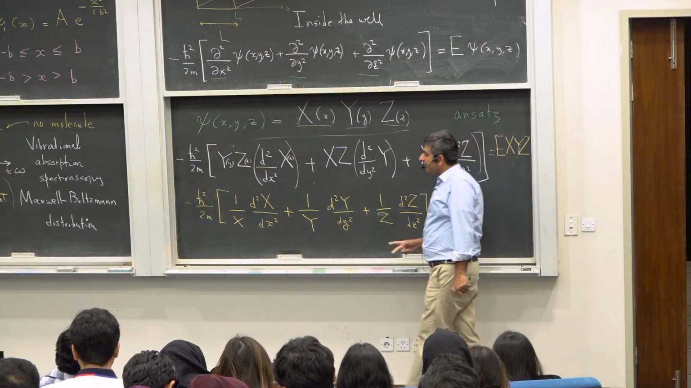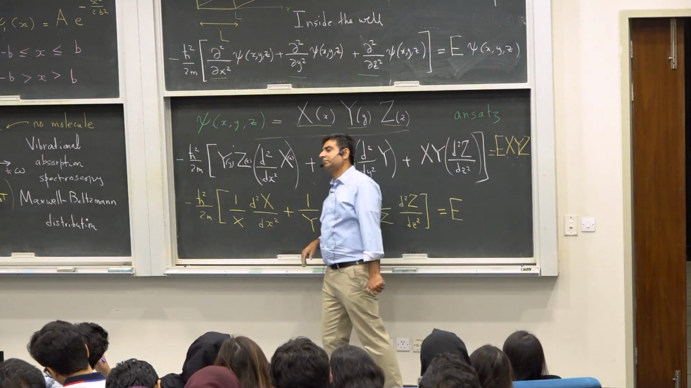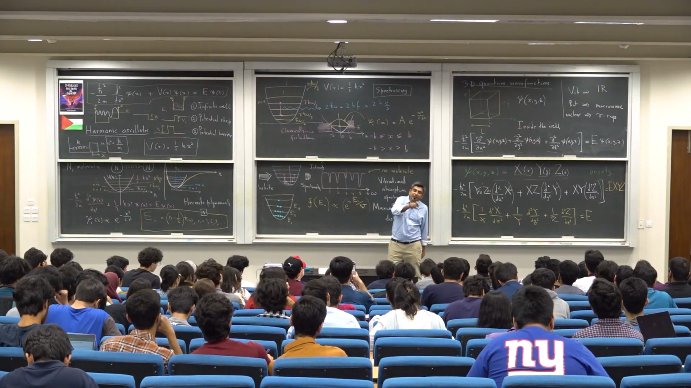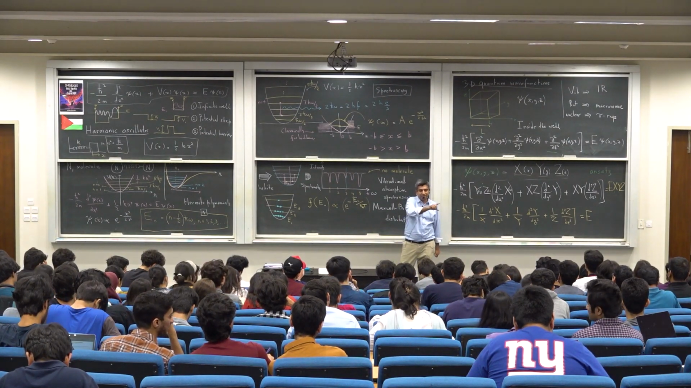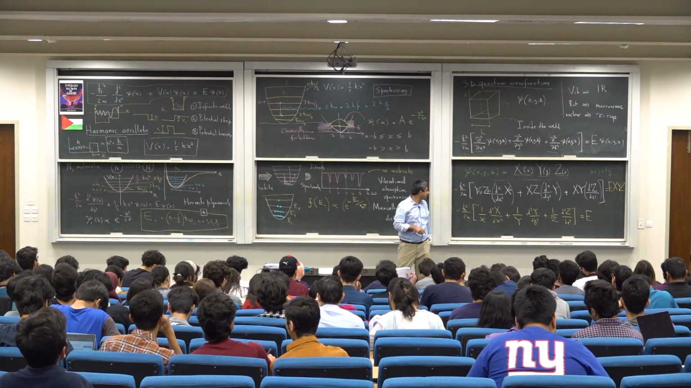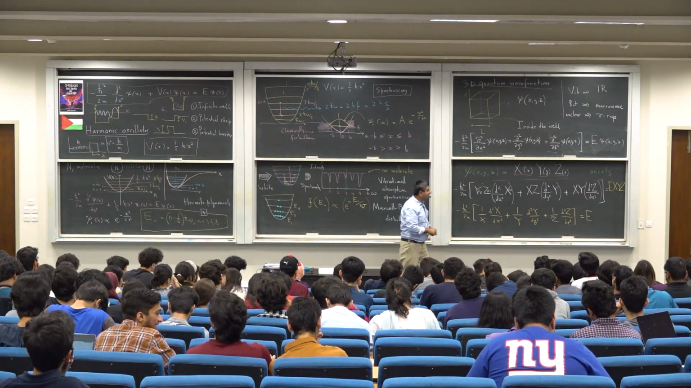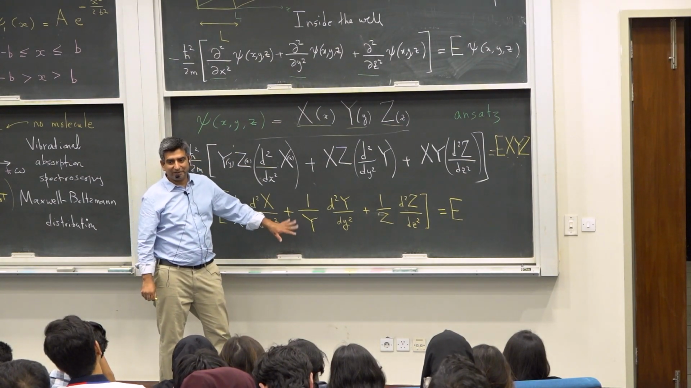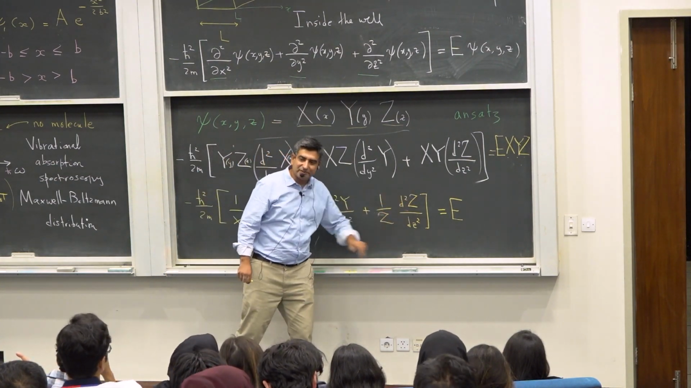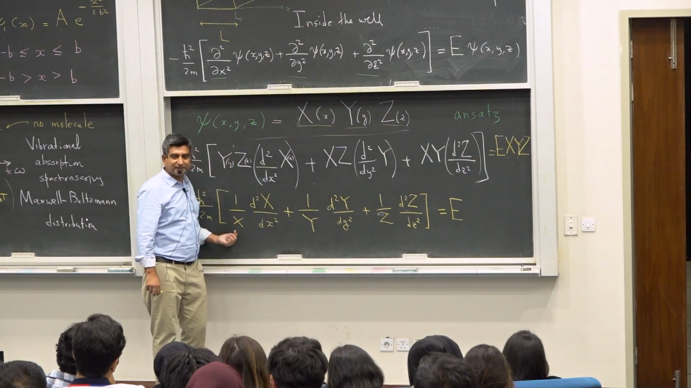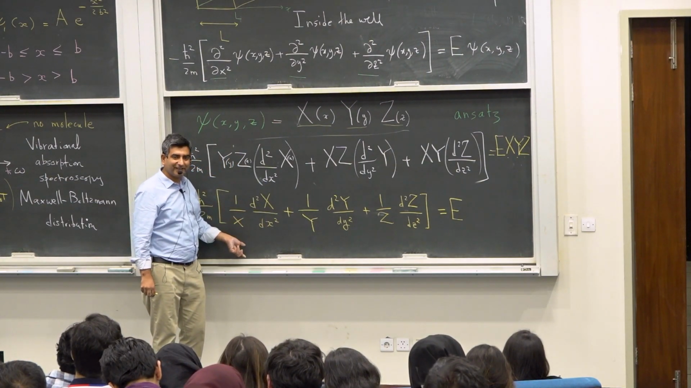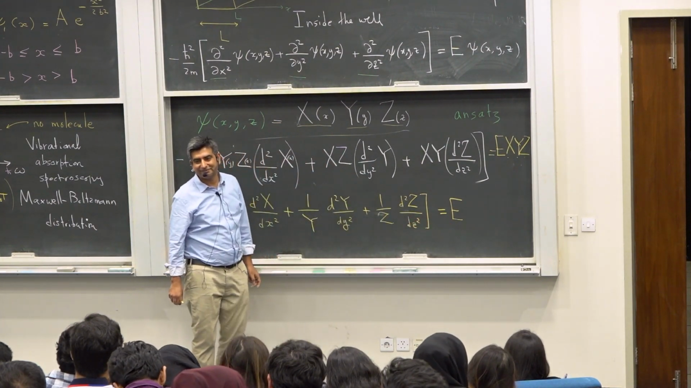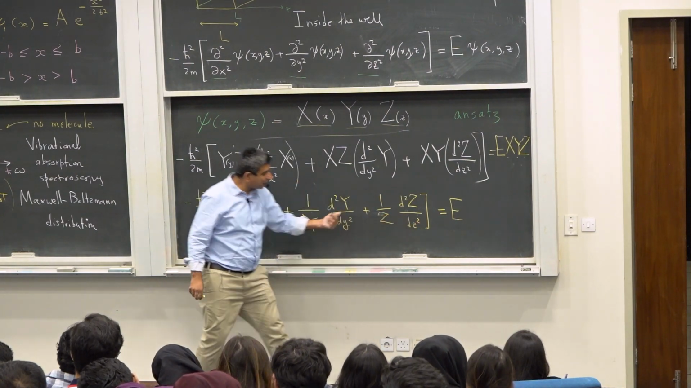Now, what does that tell you of each of these three terms? Each one of them must be a constant. Why? Because it's not possible to have three terms, each one of them varying with respect to some variable, and you add them up and get a constant. It means each one of them is a constant. This only has an x dependence. What kind of x dependence can you think of? If there is an x dependence, this must also have an x dependence. But this is a constant.